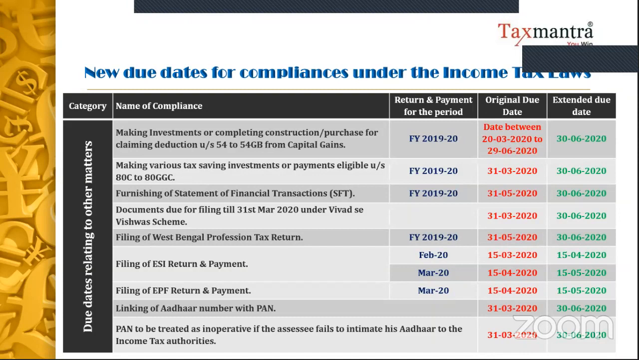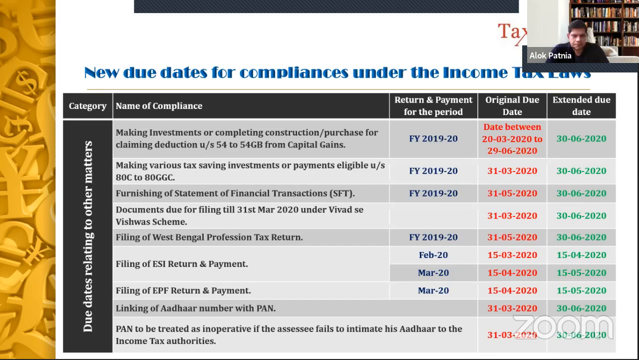Moving into the next sections, there's making investment or completing construction or purchase of an asset, which were earlier claiming deduction under sections 54 to 54GB covered under the capital gains. The earlier due date for the financial year 1920 was 20 May to 29 June. Now it has been extended to the 30th June.